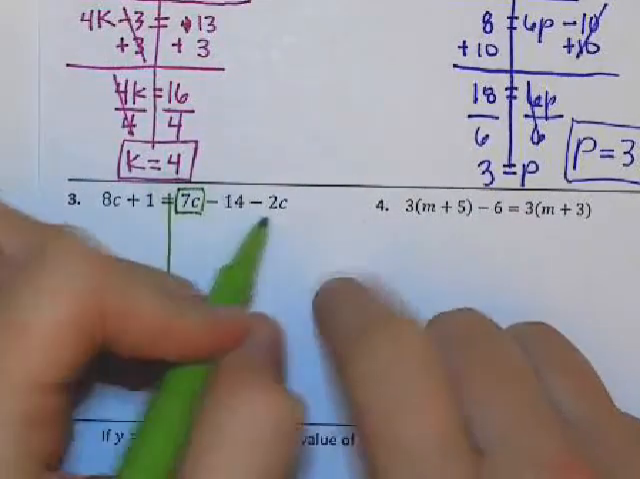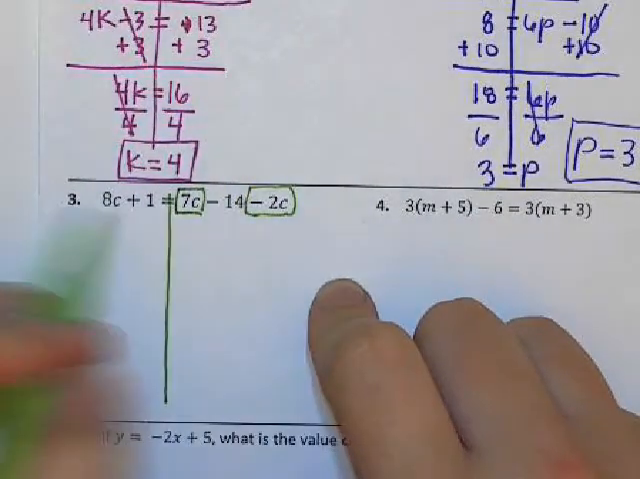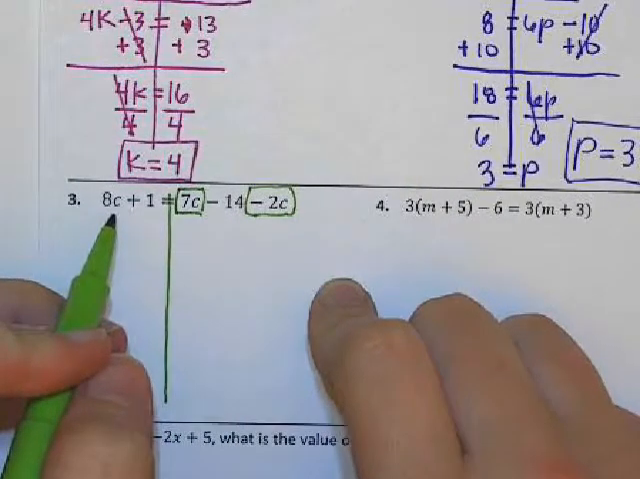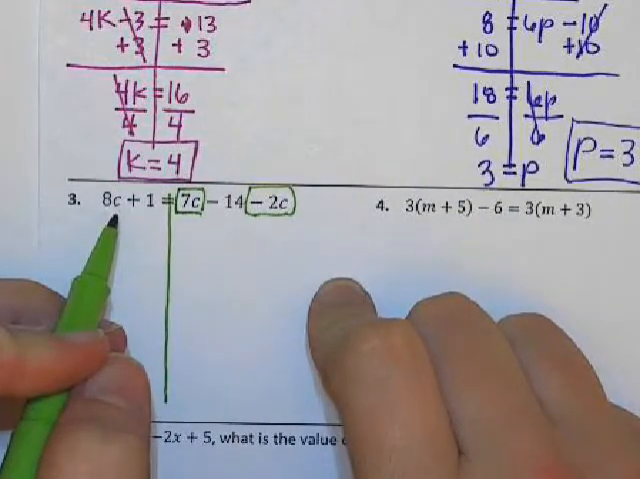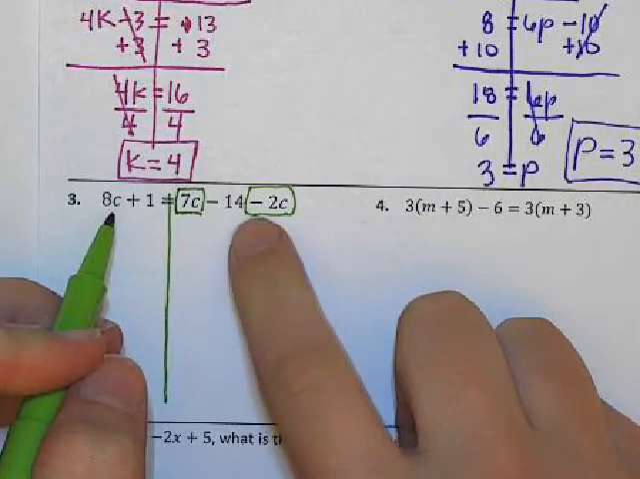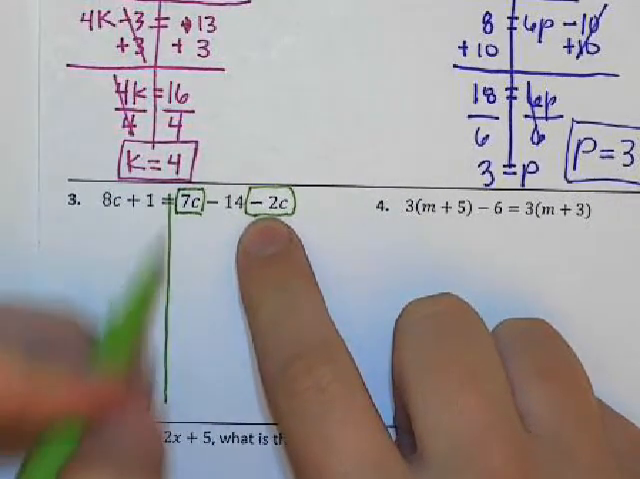7c and -2c. Is 8c a like term? No, because the line on the other side creates a barrier. You're right. The line creates a barrier. Technically, they are like terms, but I can't combine them because of the barrier.